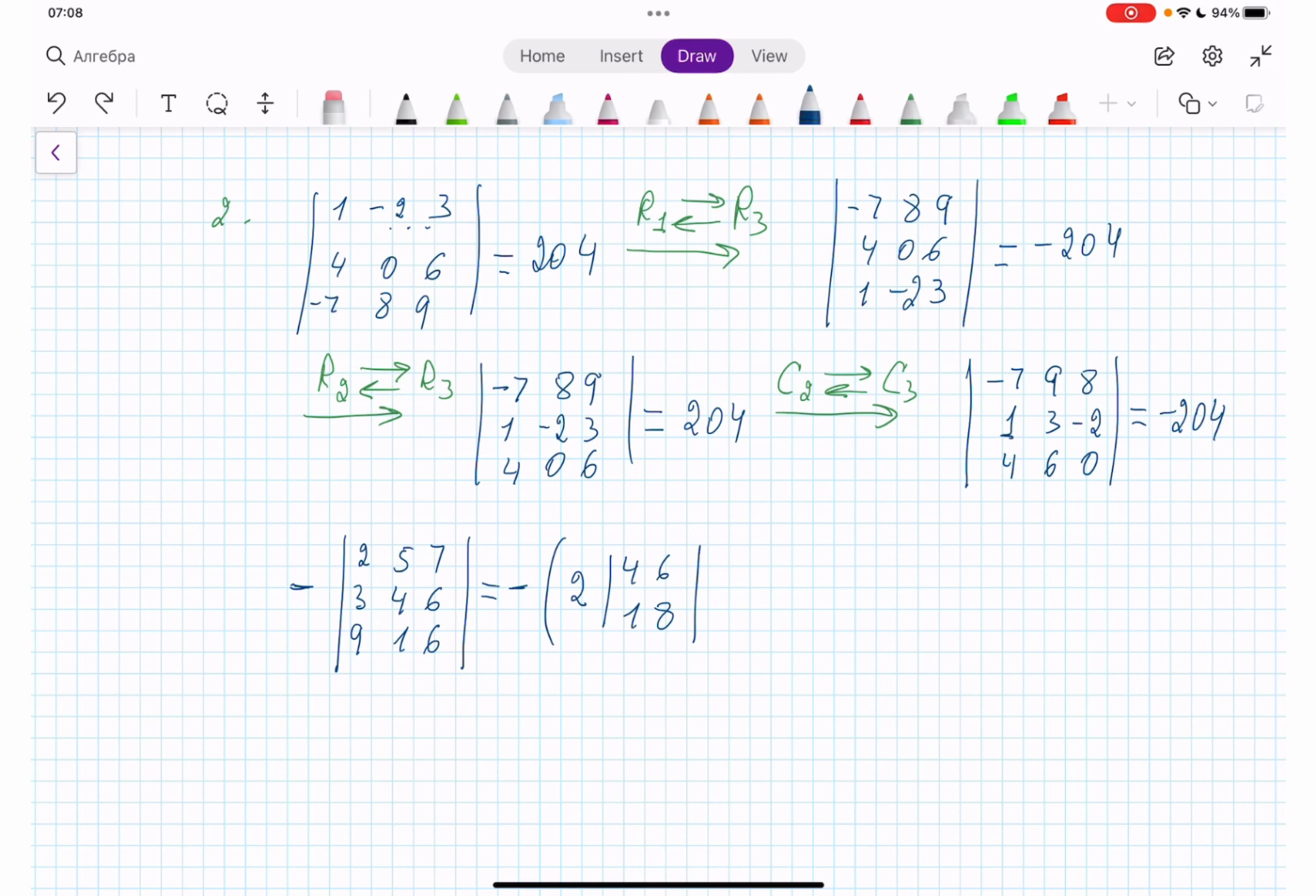Next, it's going to be minus. Now, second one, second column, first row, which is going to be 5, multiplying by, what do we have? This matrix, 3, 9, 6, 6. So, negative 5, it's going to be 3, 9, 6, 6.